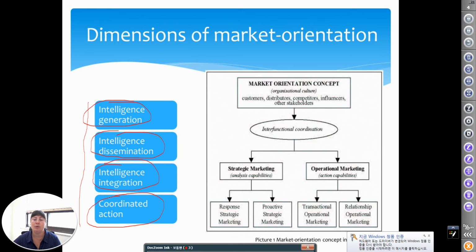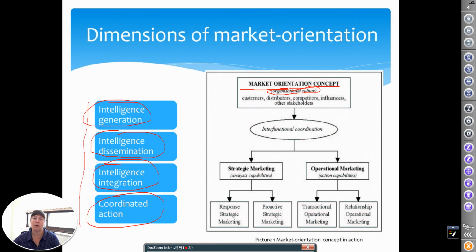So how can we do it? Let's look through this picture on the right hand on the slide. It means the market orientation concept. And you can see that market orientation concept usually included inside the organizational culture.